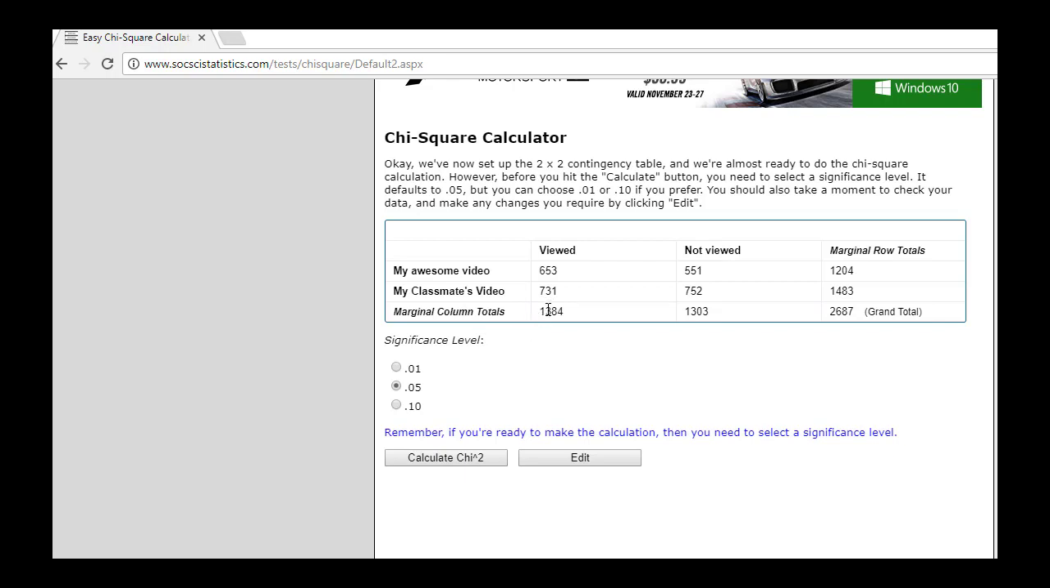It'll show you the marginal column totals. That's the number of views that both of your videos had in total, the number of non-views in total. And if you look across this My Awesome Video, Your Video, it'll show your views and it will show your marginal row total. This is the total number of impressions that you received. Remember, you took 1204 minus 653, and that's how you got your non-views, which was 551. So now we go on and we calculate the chi-square.